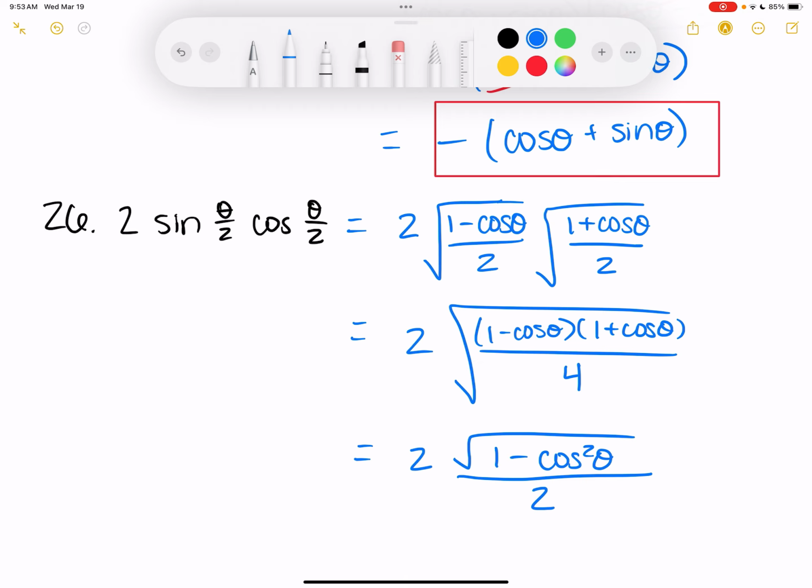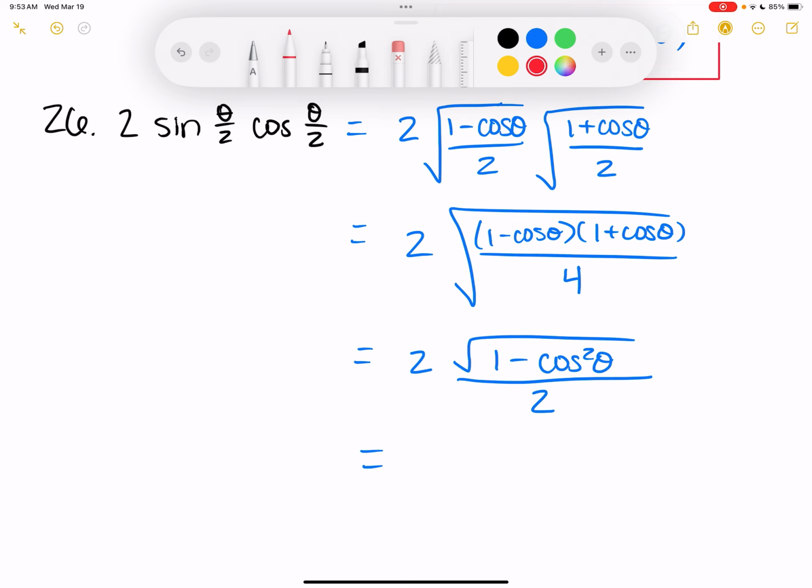Now, this is where your other identities come in. What's 1 minus cosine squared theta? Nobody answer yet, so I can answer it. You're going to have to manipulate it. Sine squared plus cosine squared equals 1. So 1 minus cosine squared equals sine squared.